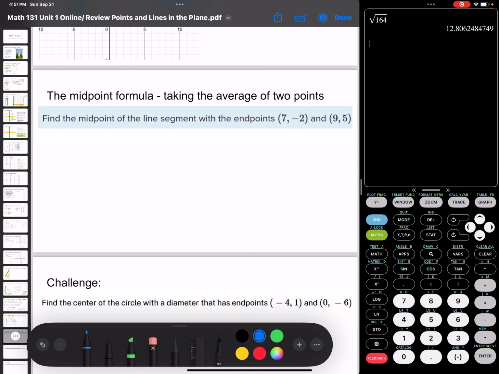Let's also talk about the midpoint formula. So we know how to find the distance between 2 points. You also might need to find the middle of 2 points. I think it's helpful to think of it as taking the average, because most of us know how to take the average of 2 numbers.